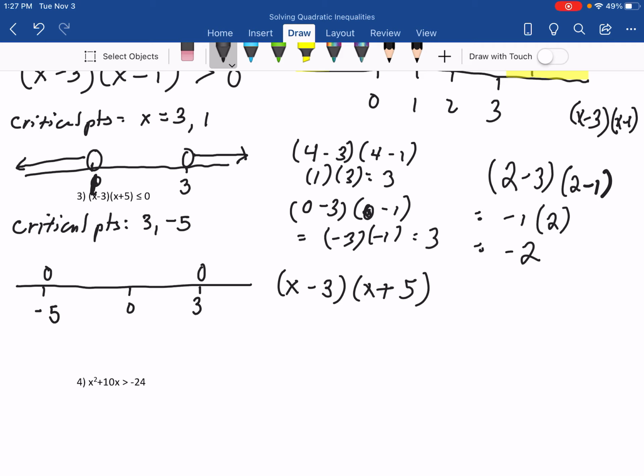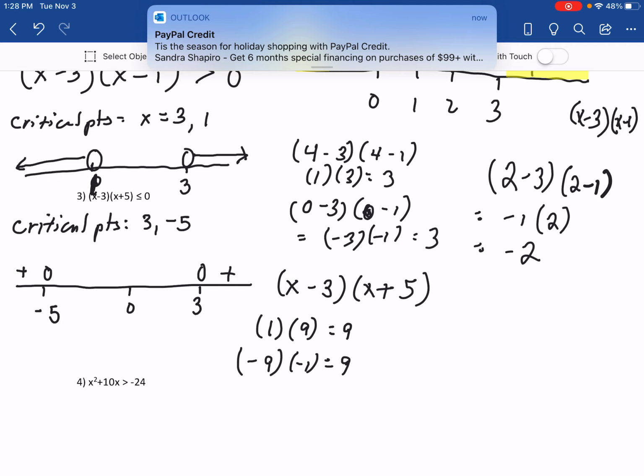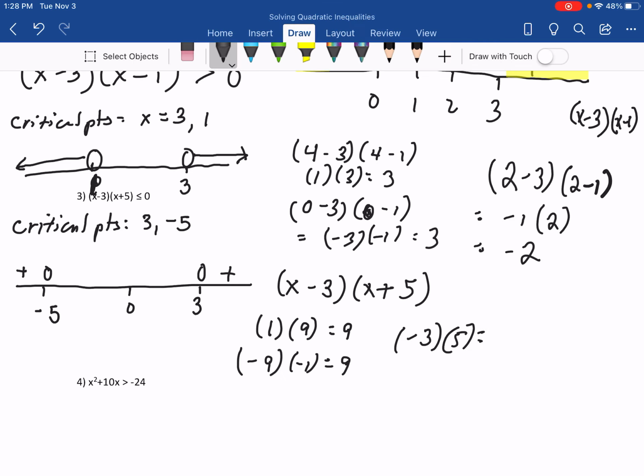Let's try to the right of 3 first. So we'll substitute in 4. That's going to give me 1 times 9, which is 9. So it's going to be positive to the right of 3. To the left of negative 5, we'll try negative 6. That's going to give me negative 9 times negative 1, which is also 9. And then if I try in between negative 5 and 3, we can try 0. So that's going to be negative 3 times positive 5, which is negative 15. It's going to give me a negative in there.